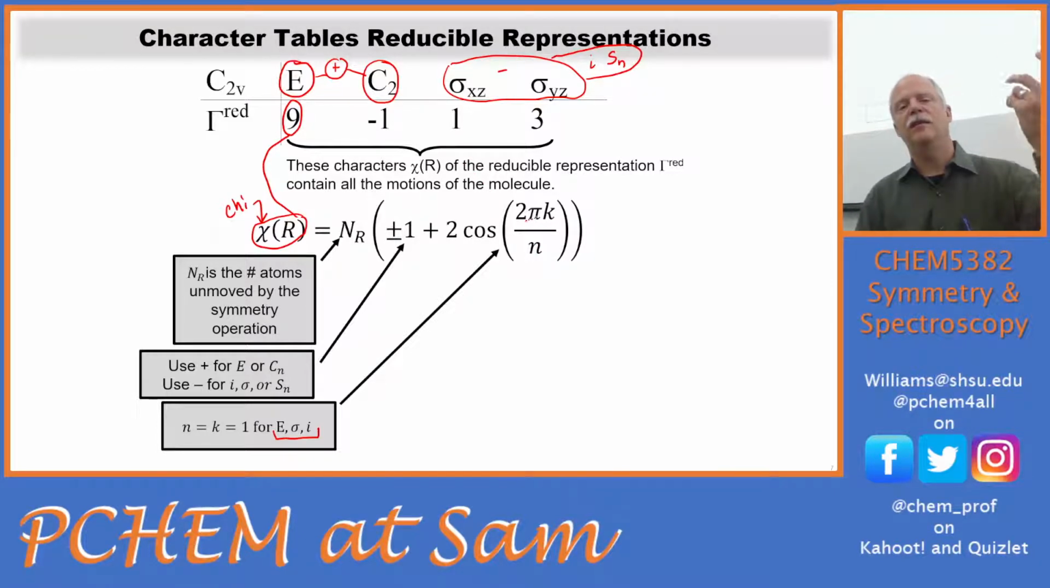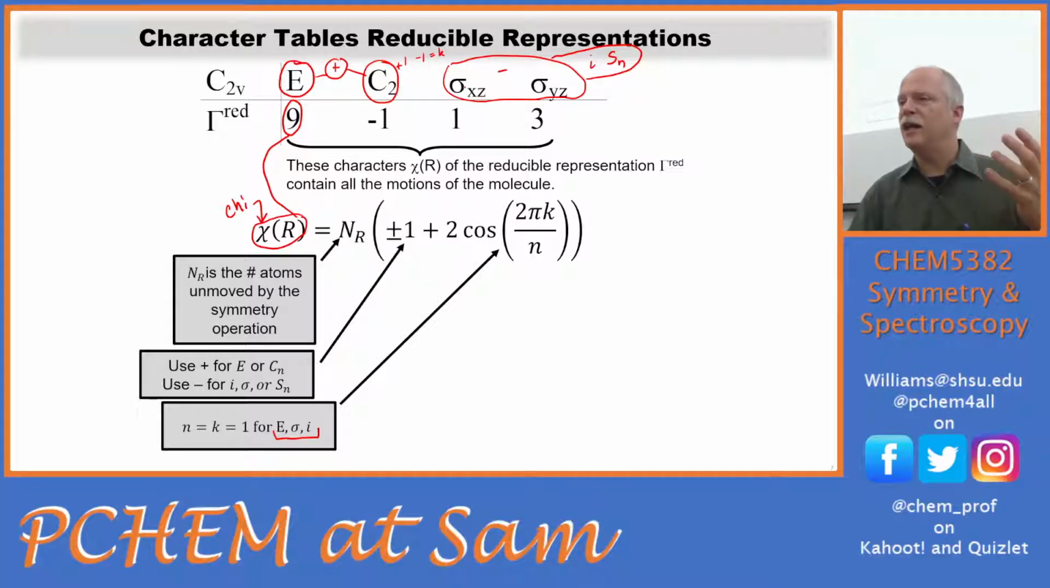If it's like a C2 minus 1, then K is minus 1. So you could have a plus 1 up here or a minus 1. Sometimes the character tables will have a minus 1 up there. It's just rotating in the other direction. And so that would be K. This is equal to K in terms of that rotation.